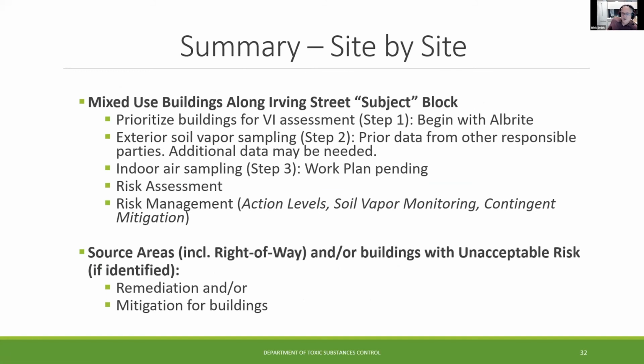For the mixed-use buildings along Irving Street on the subject block, we've already identified one building for step one. There might be others down the road, but we're beginning with Albright. We have some existing data to the west. Additional data may be needed. We'll be working with the responsible parties for Albright for that. We've already agreed on indoor air sampling for the Albright building. A work plan is pending. And again, when those first three steps conclude, we'll proceed to risk assessment and then to risk management, with typical outcomes as previously discussed.